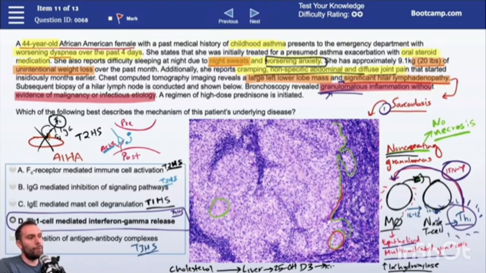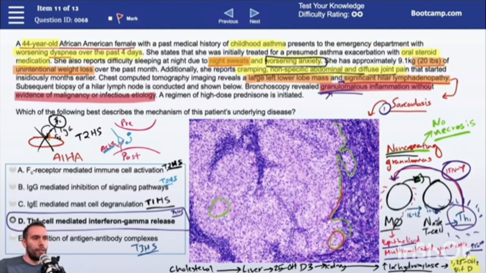kidney, right? And in the kidney, we normally have this 1-alpha hydroxylase, and this can turn it into 1,25 vitamin D. Okay, so the point is this form here, this 1,25, is the active form. This allows for increased calcium, right? So this vitamin D is going to allow me to have calcium reabsorption.